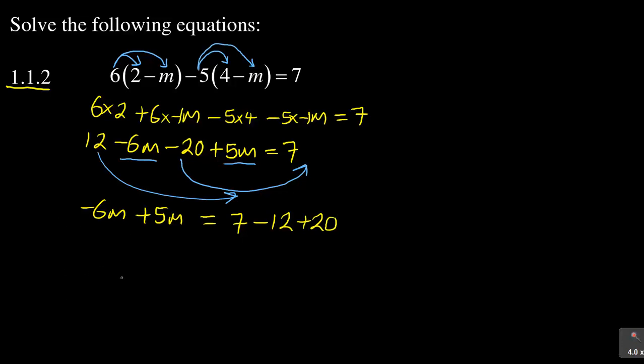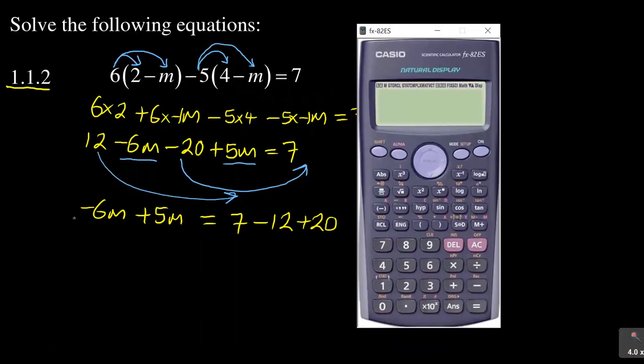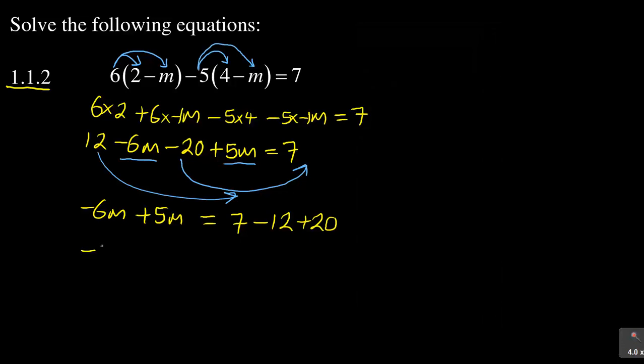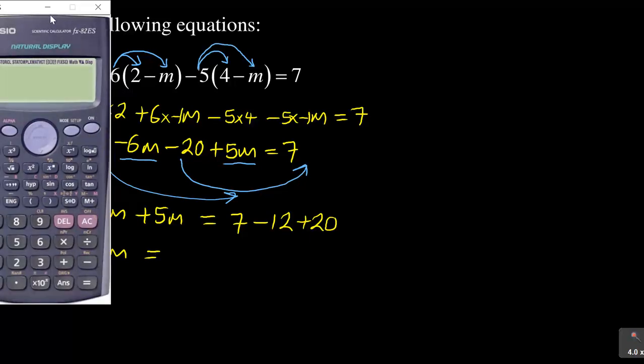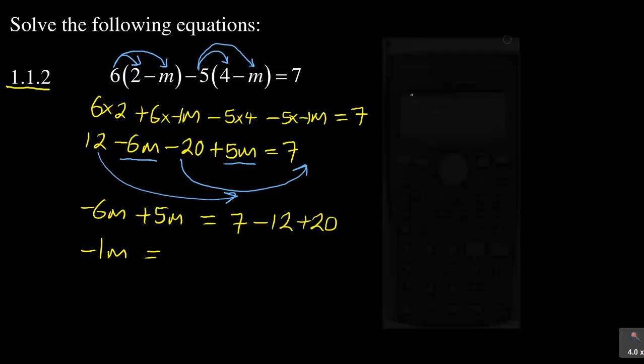Having done that, you can even use a calculator if the negative and positive is confusing you. Now minus 6m plus 5m is the same as saying minus 6 plus 5. The answer you're getting is minus 1. So you'll have minus 1m is equal to, and you use a calculator again on the other side, which is 7 minus 12 plus 20, which gives us 15 there.